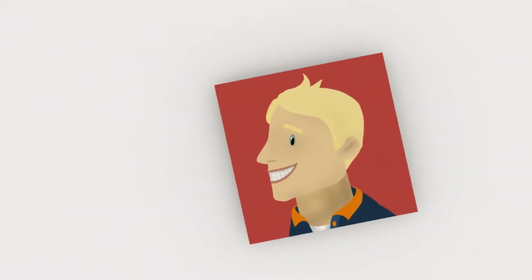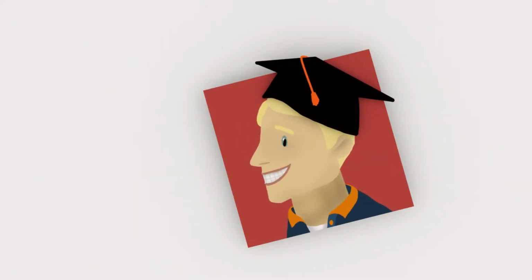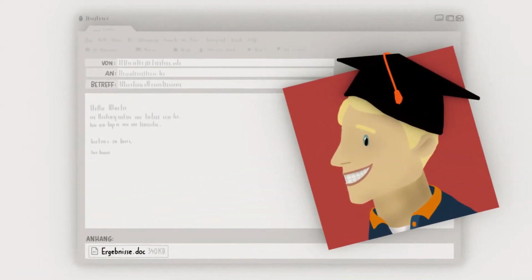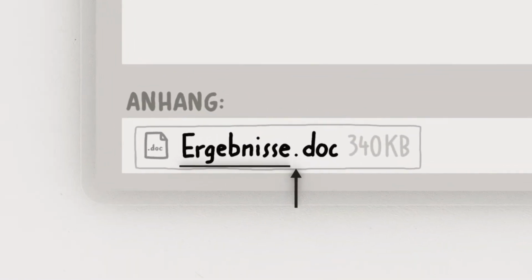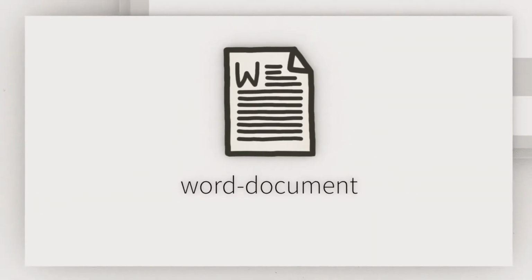However, many criminals have improved their techniques and are now sending mails that seem to be plausible at first sight. In this case, tip 2 might help you. Pay close attention to the file format. Every file has a file name with a period or dot, followed by an abbreviation for the file format. That's how your computer knows which program has to be used to open the file. For example, a Word document shows the abbreviation .doc or .docx.